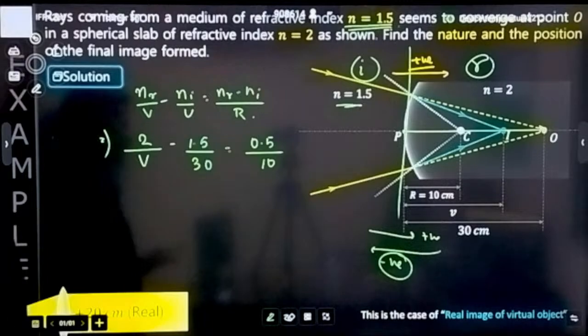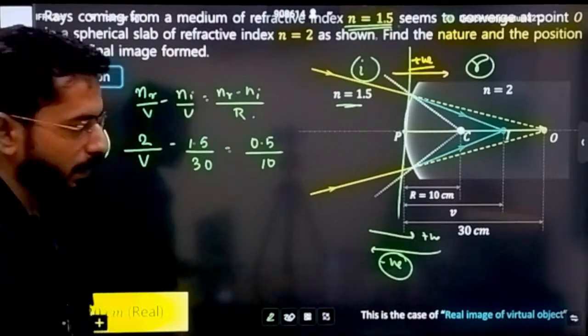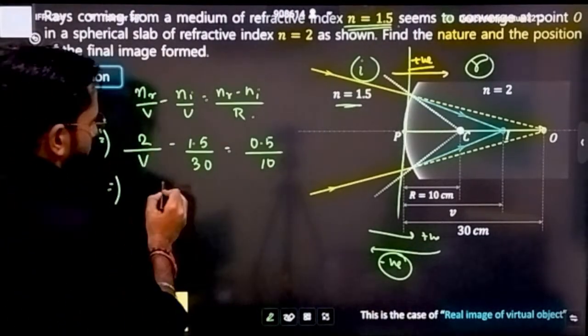Sign conventions are clear. If there is any doubt in sign convention, any portion, please tell me in the comment section. Okay. Now, just after that, it is just about solving.